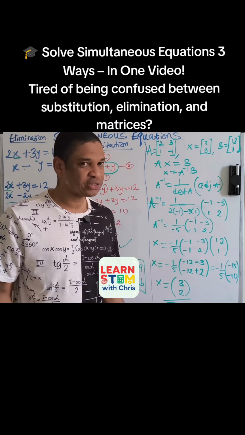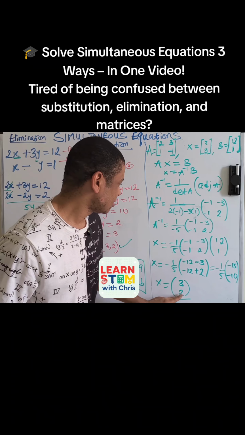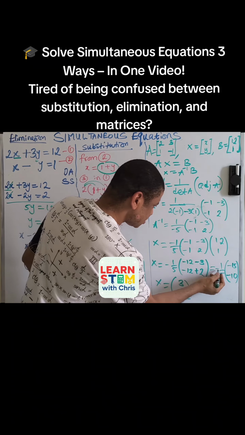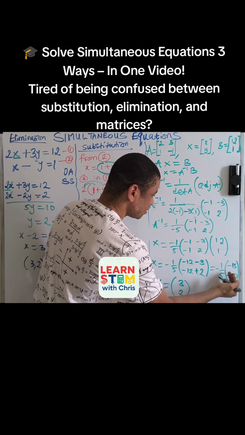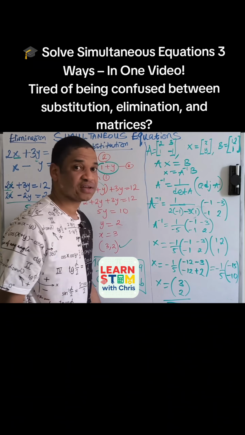So now I just need to multiply. This is minus, and minus times minus is plus. So 15 divided by 5 is 3. 10 divided by 5 is 2.